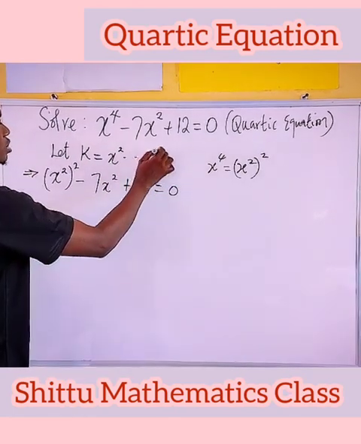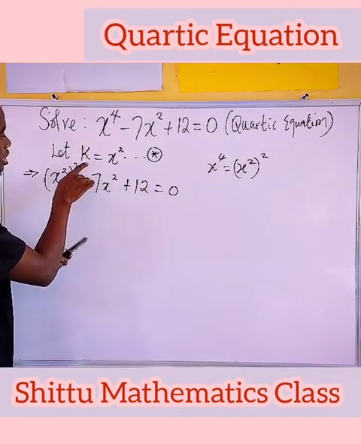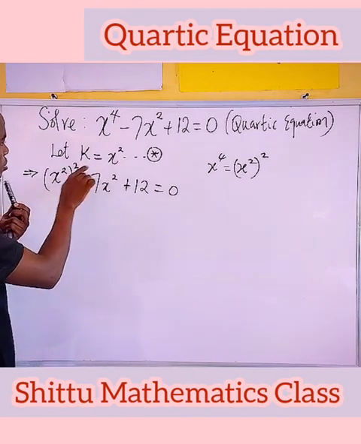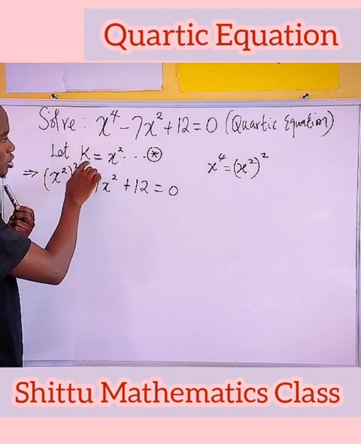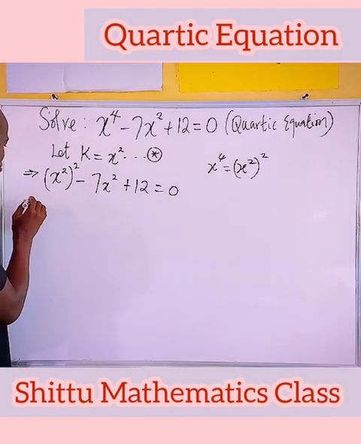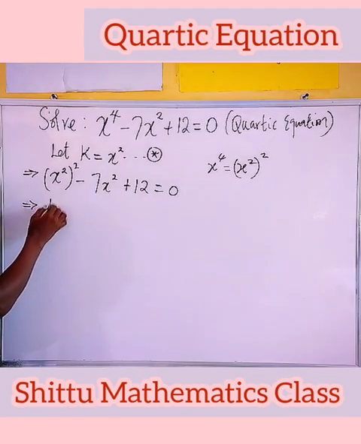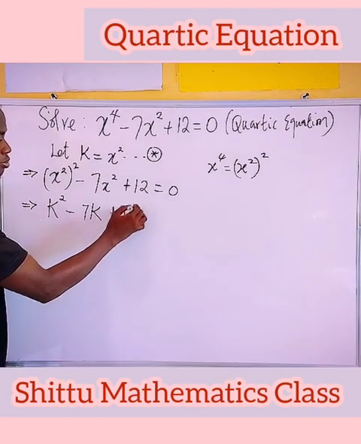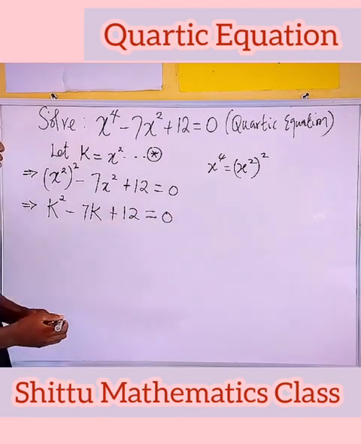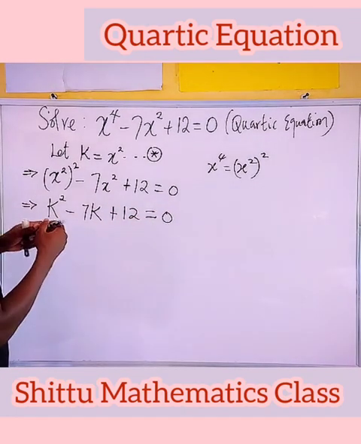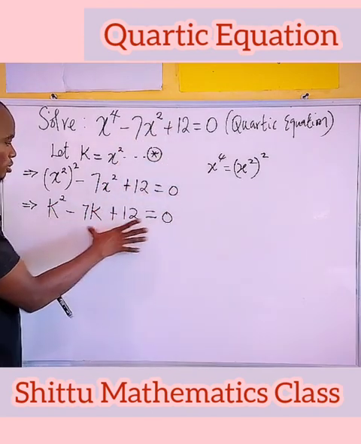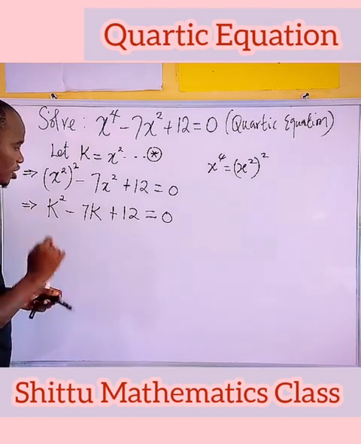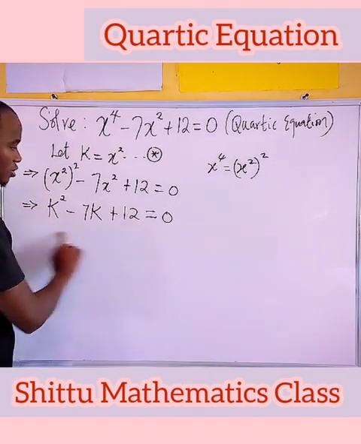So now let's look at this equation. We said we should let k equal x squared. So we come back here. Anywhere we see x squared, we are going to replace it with k. So we have k squared minus 7k plus 12 equals 0. You can see that this equation has now been reduced to a quadratic equation in terms of k. So we are going to factorize this.